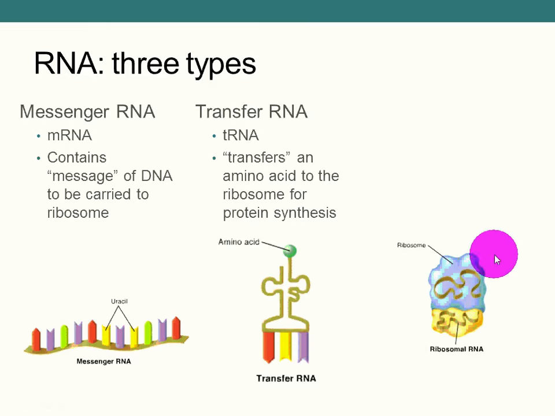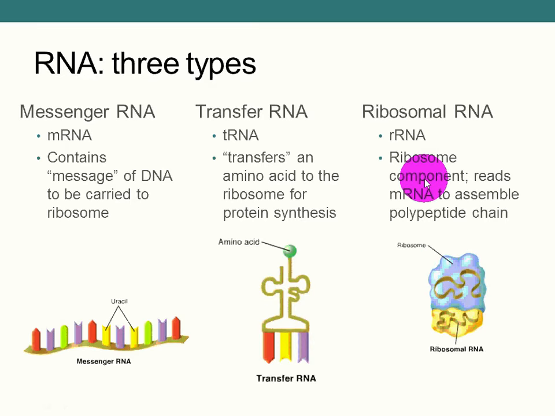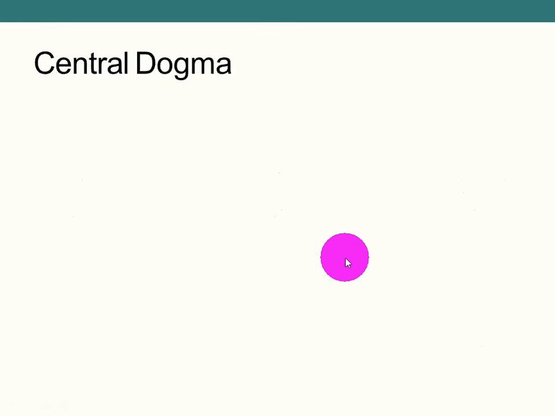And then our last type of RNA is ribosomal RNA. It's part of a ribosome. Ribosomes are really made out of RNA and protein. And the function of ribosomal RNA is it's going to be actually reading the message on mRNA, and it's going to be making or assembling a polypeptide chain from amino acids.